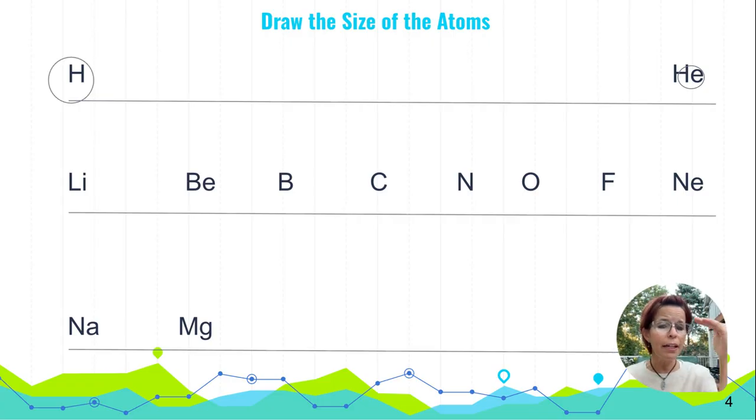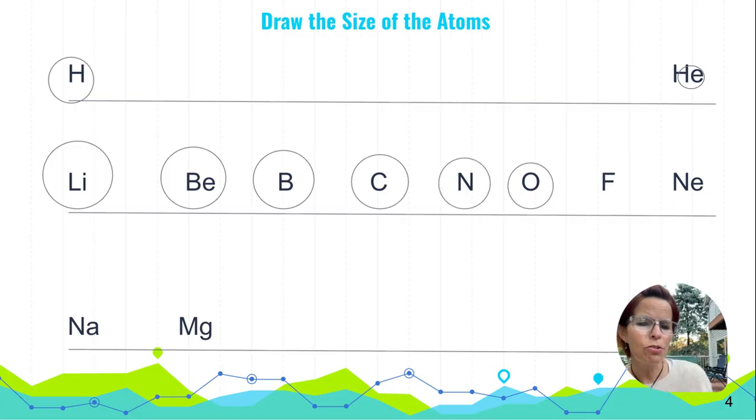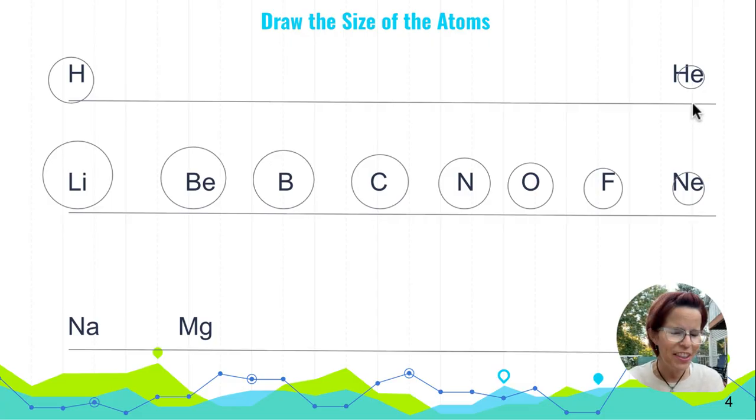But then on our graph, we saw that lithium was bigger than hydrogen. And then that row got progressively smaller. So what you want to do is draw circles that are getting progressively smaller. However, once we get to the noble gases, neon is in fact a little bit bigger than helium, just like lithium was a little bit bigger than hydrogen. Oh my gosh, I'm saying everything wrong. Neon is bigger than helium, just like lithium was larger than hydrogen.